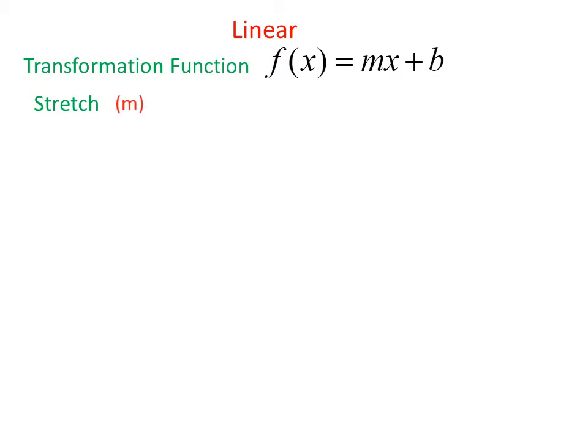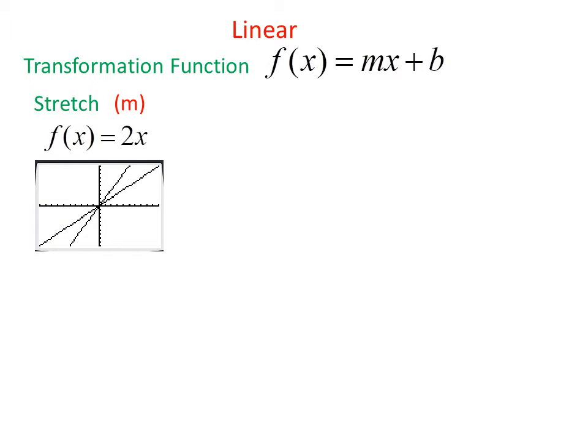Mx plus b. It turns out that the m value stretches or compresses our graph. So here, if I put a 2 in front of it, rather than the perfect diagonal line that we can see goes from corner to corner, it makes my graph steeper. Right? It's stretched it out by a factor of 2, stretched it out vertically.